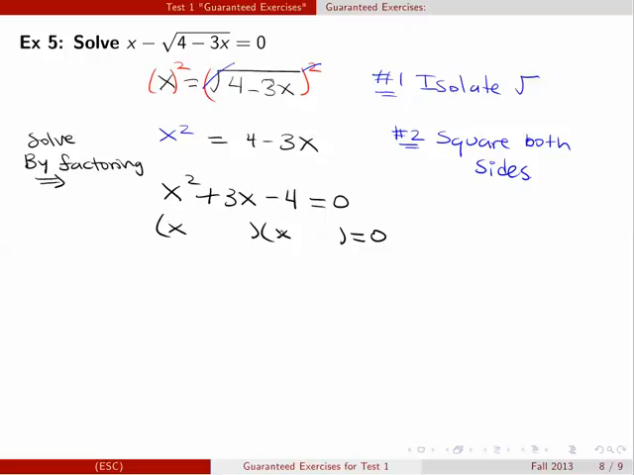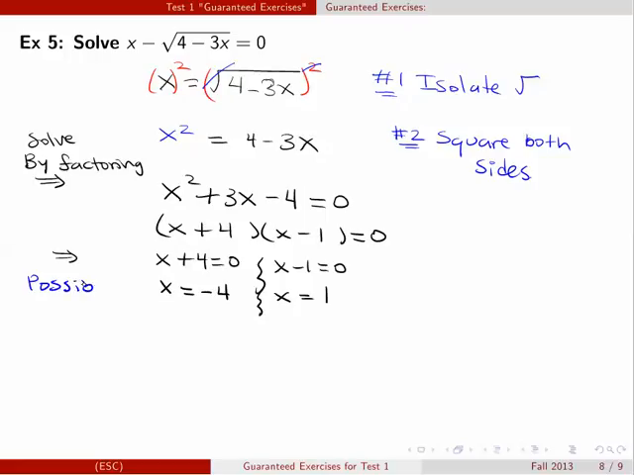Here we need two numbers that multiply to give negative 4, and when you add them you get positive 3. In this case those two numbers are positive 4 and negative 1. Right, we set both parentheses equal to 0, and our two possible solutions are negative 4 and 1. So in this situation, these are our possible solutions.